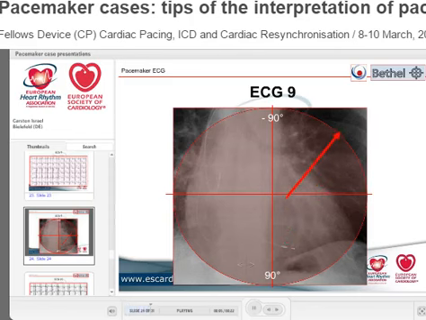Here's again the Cabrera circle, 90 degrees and so forth. If the lead is here, then the vector is pointing upwards. 2 and 3 are negative. Left axis deviation.